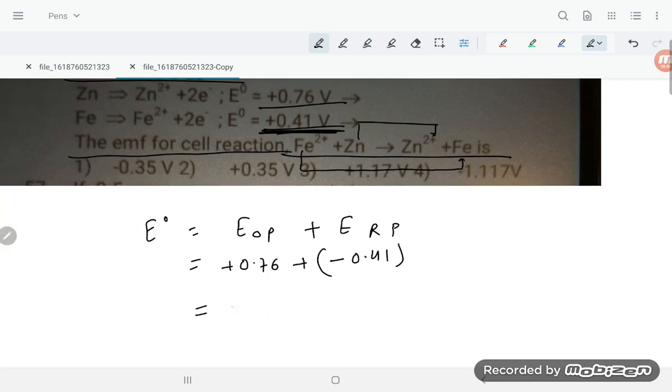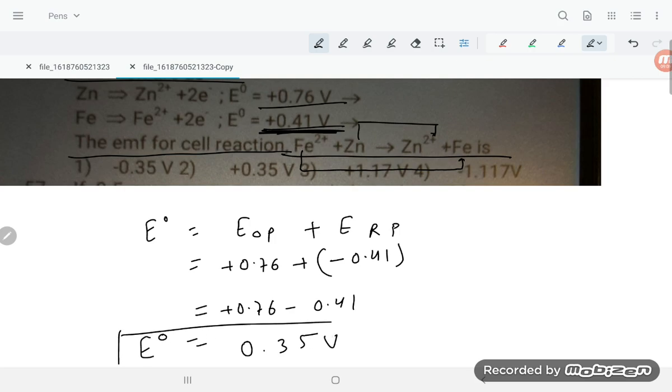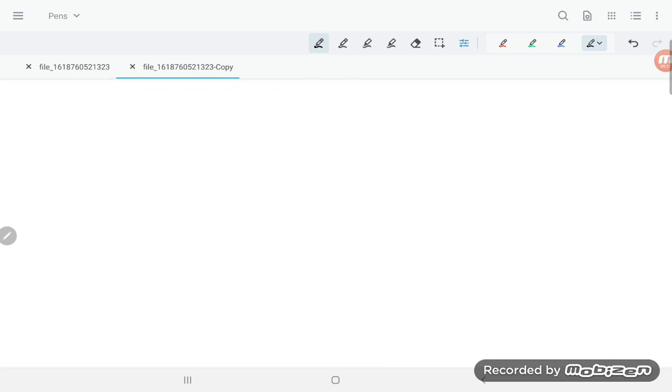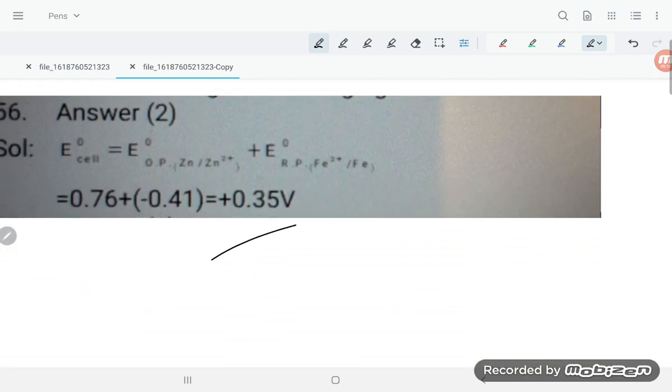So you solve it out, students. How much is coming? 0.76 minus 0.41. So it is coming to be 5, and here is coming to be 3. So E naught cell is equal to 0.35 volt. So this will come positive. The correct option is option number B, 0.35.